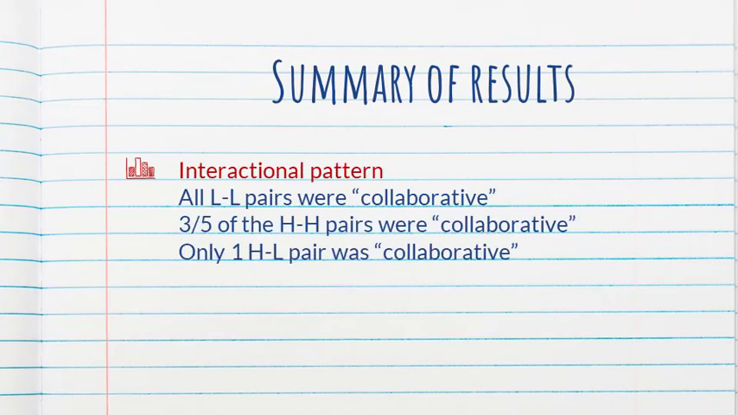In terms of the interactional patterns, all of the pairs composed of 2 low proficiency learners were collaborative, all of them. 3 out of 5 of the high pairs were collaborative, but only 1 of the high-low pairs was collaborative. And the only cases of dominant-passive patterns, which we said before, probably not the best, those happened among the mixed proficiency pairs, the high-low pairs.